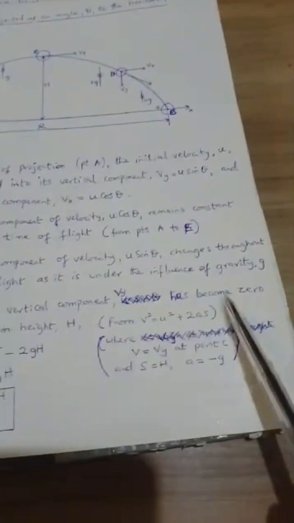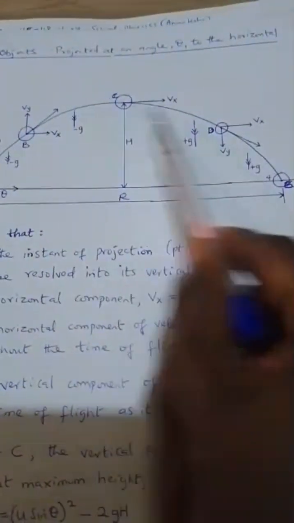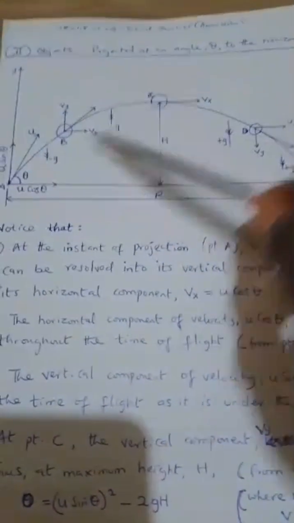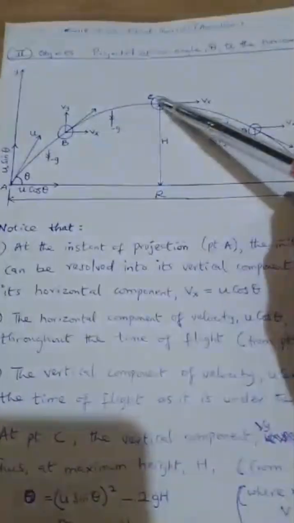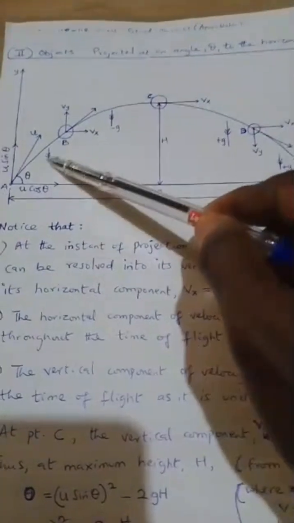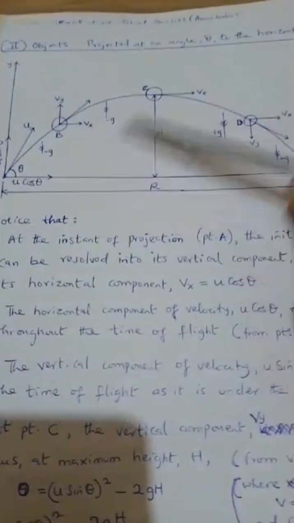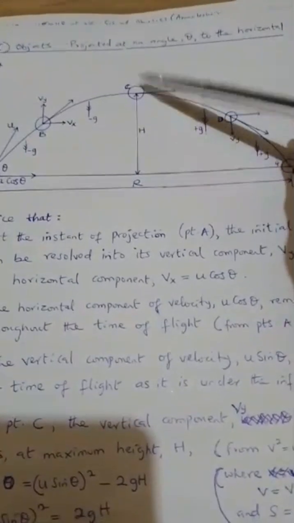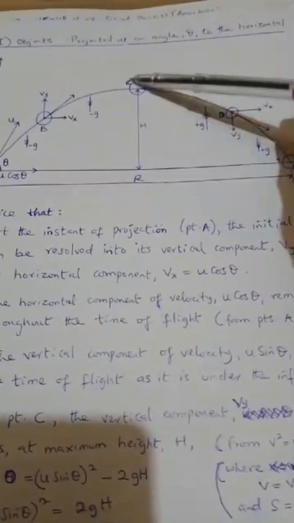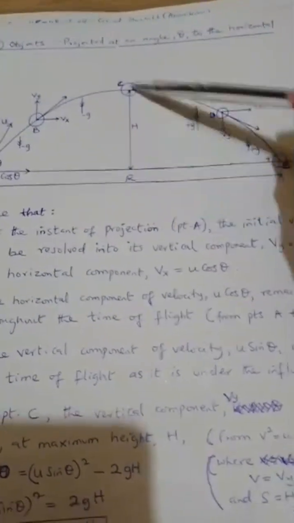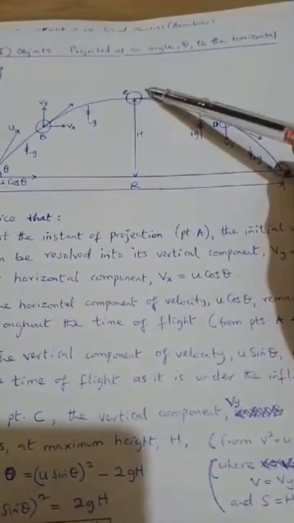At point C, the vertical component Vy has become 0. So you see there's only a horizontal component. The vertical becomes 0 because it slows down from the initial u sine theta to 0. So Vy becomes 0. Why? Because gravity is slowing it down. So at this point, C, which is basically the maximum height scaled by the projectile or object.